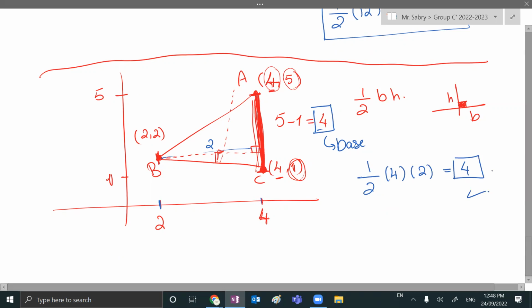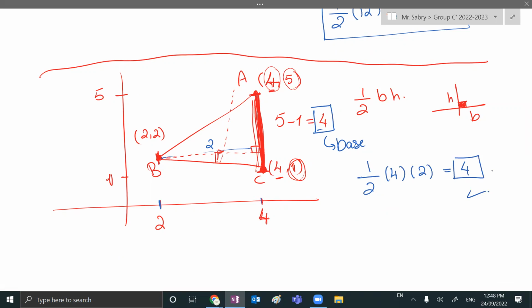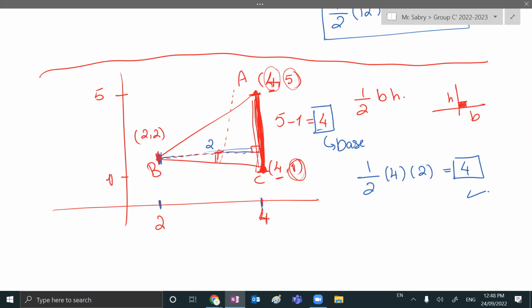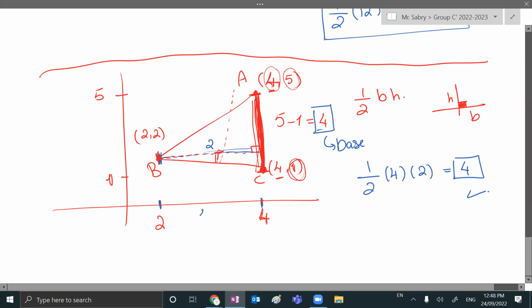How did we get the height? The height is this one. This point on the x is at 2 and the point on this line, which is the base, on the x is at 4. So from this base of 4 up until 2, what is the distance? From 2 to 4, the distance is 2, right? So that's the height, and here that's the base, or this is the length of the base. Understood?